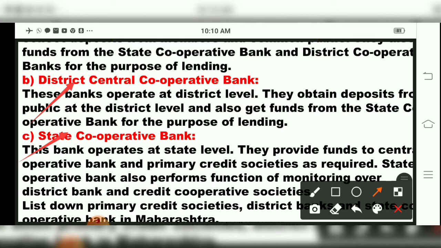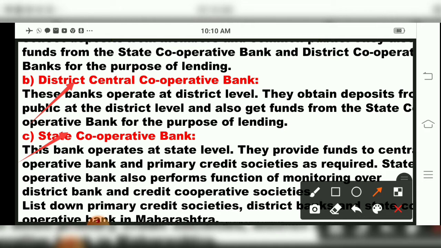Cooperative banks. Cooperative banks are specially formed for farmers and small scale industries, which will provide them money. So how do they work? They work in three types, children. Primary cooperative bank is there, then state cooperative bank is there, district cooperative bank is there. So according to that they will work. So district will also get funds from state cooperative bank, children. And when the state cooperative bank is functioning, who will monitor the state cooperative bank? Credit cooperative societies. So the state cooperative bank will also perform function and also will check the work of district as well as primary cooperative bank.